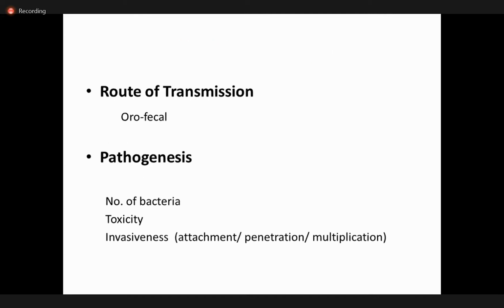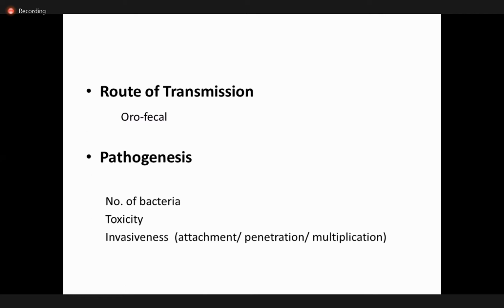Route of transmission is always orofecal. Remember that it is a gastrointestinal problem, so it will not be caused by physical contact or airborne infections. The route is always orofecal.